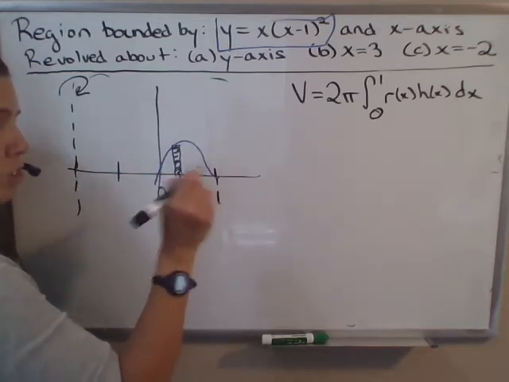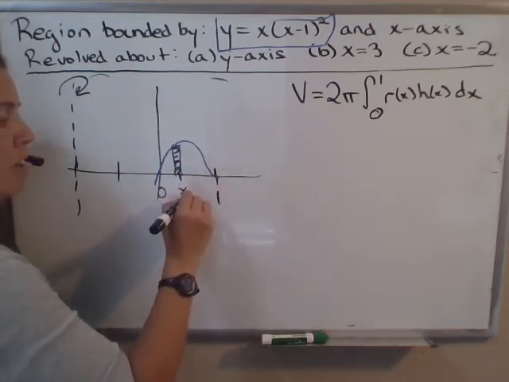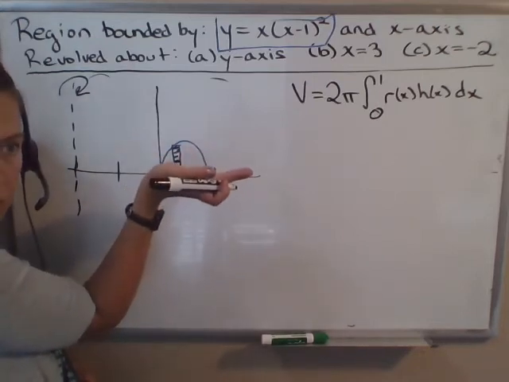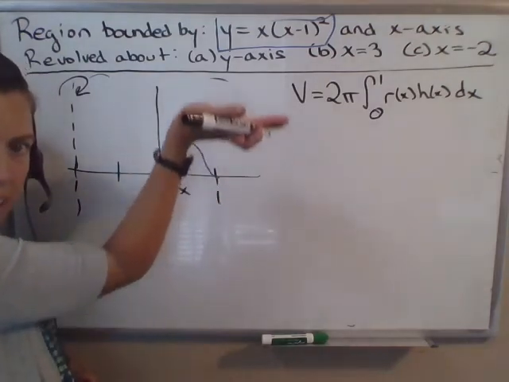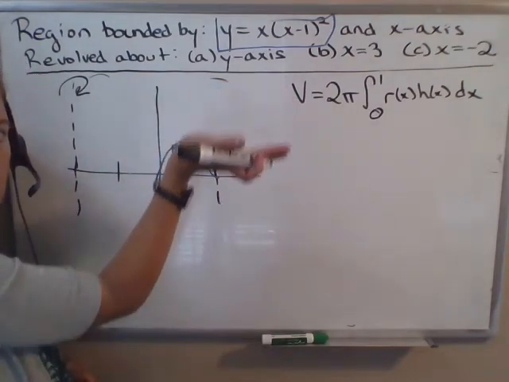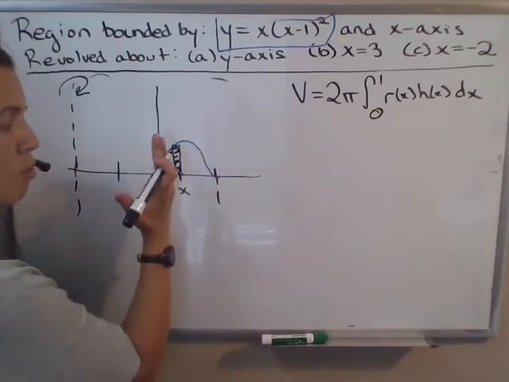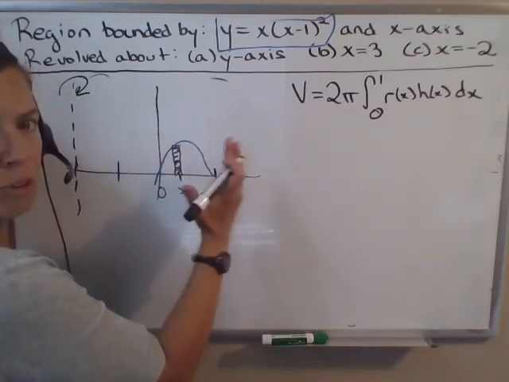If you're using a shell method, call the position of your rectangle x, or y. If it was horizontal, we would call it y. Because if you're sliding horizontal rectangles, then y is what gives you the position of the rectangle. Whereas if we're sliding vertical rectangles, x gives you the position of the rectangle.